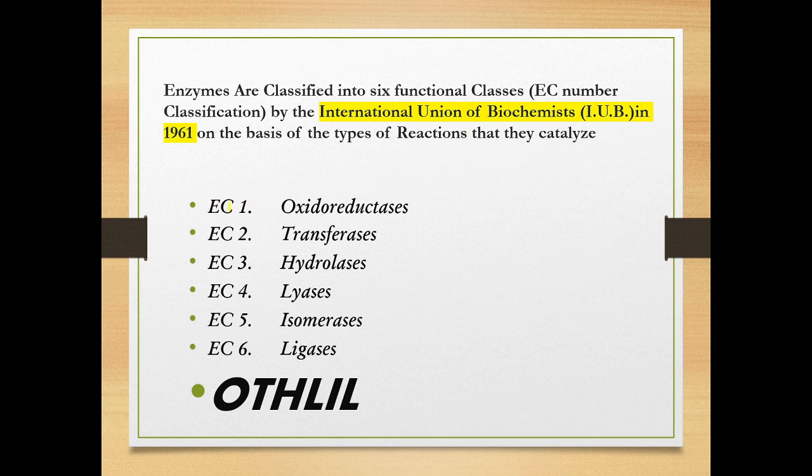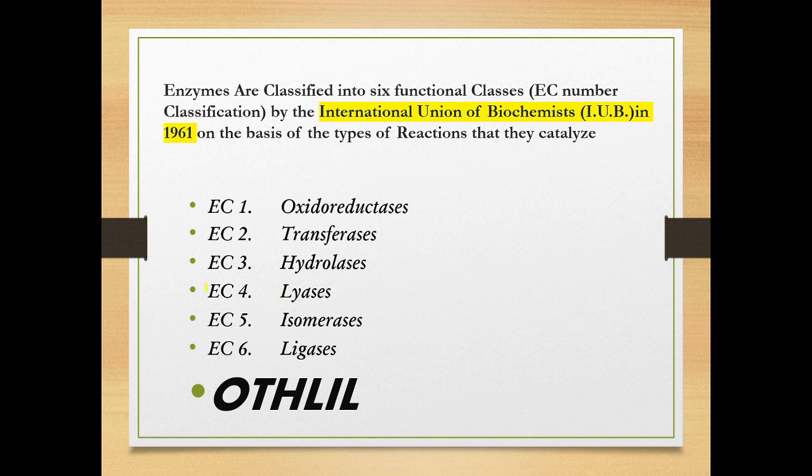So EC 1 is the first enzyme class, called oxidoreductase. The second is transferase. The third is called hydrolase. The fourth is called lyases. The fifth is called isomerases, and the sixth is called ligases. So EC 6 means ligases, not lyases or isomerases.